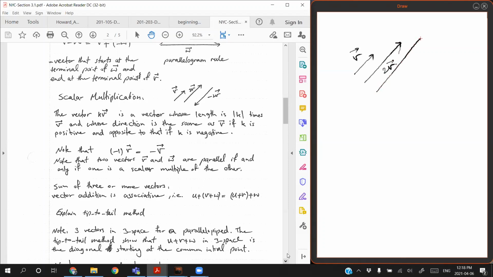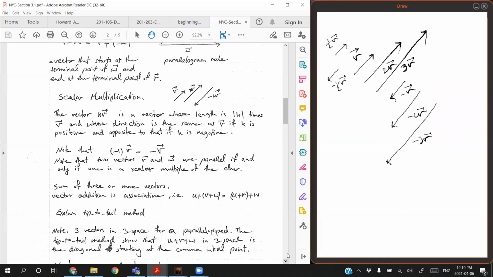3v is going to be like this. So notice that if you're multiplying a vector by a positive number, you're keeping the direction. But if you're multiplying by a negative number, the direction is going to flip. Like, for example, we already know that this is negative v. So this one would be negative 2v. This one is going to be negative 3v. This would be half v. And this one here would be minus half v. So that's how you scale a vector.